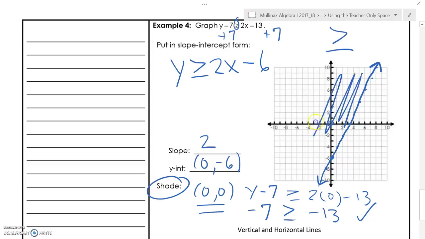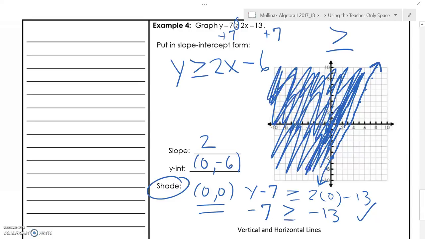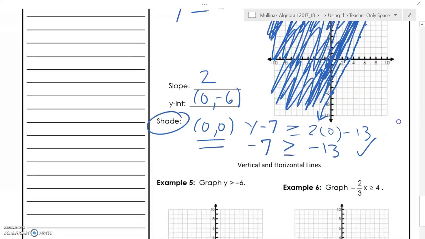So you would shade all of the points on the side of (0, 0). All of the points on that side are solutions, along with points on the line. The points that are below the line are not solutions.